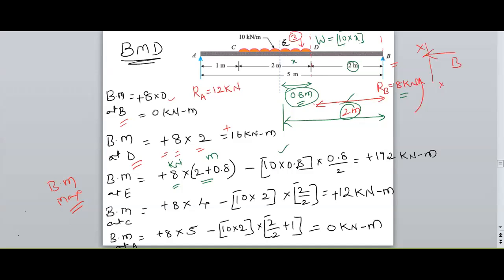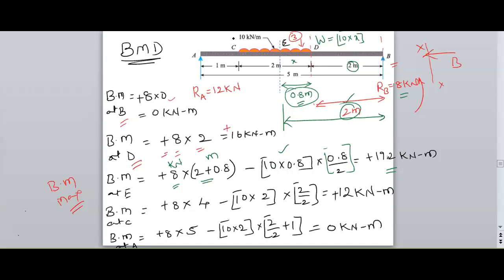Capital W, 10 into 0.8, is the point load on the right hand side of my section, and the distance of this point load is x by 2. Therefore, I am getting 0.8 by 2. So the net is a positive 19.2 kilonewton meter.